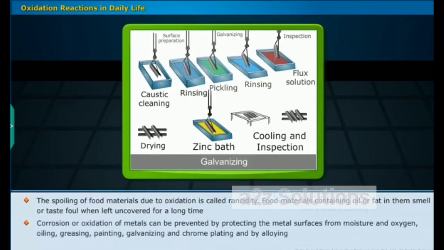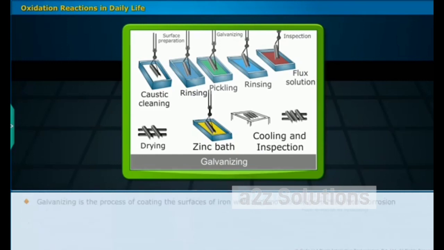Corrosion or oxidation of metals can be prevented by protecting the metal surfaces from moisture and oxygen. Oiling, greasing, painting, galvanizing and chrome plating, and by alloying. Galvanizing is the process of coating the surfaces of iron with zinc and provide protection from corrosion.